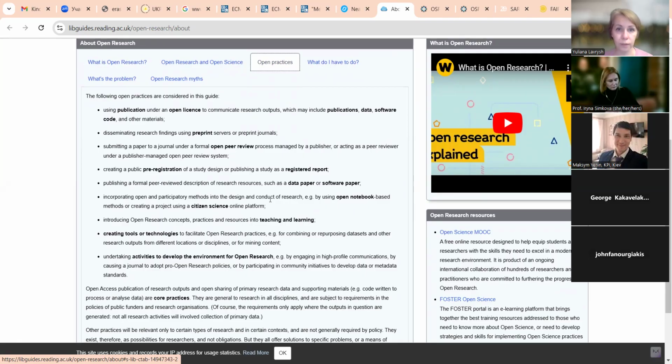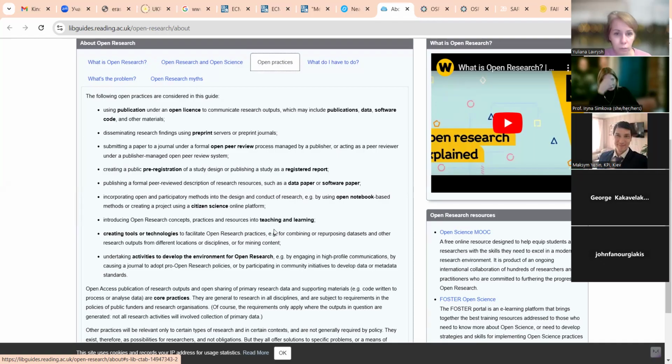So first, open license, preprints, open peer review, pre-registration, we've discussed with you. Next, publishing peer-reviewed description research as a data paper or preprints, open notebooks, citizen science. Teaching and learning, we have open educational resources.